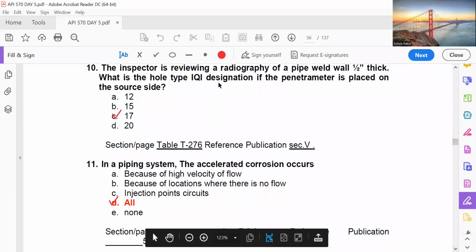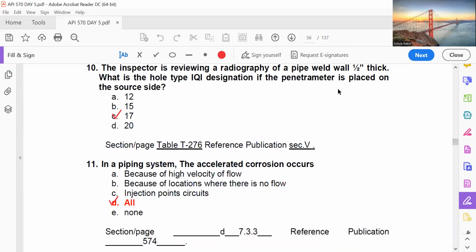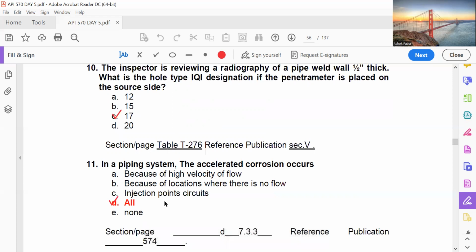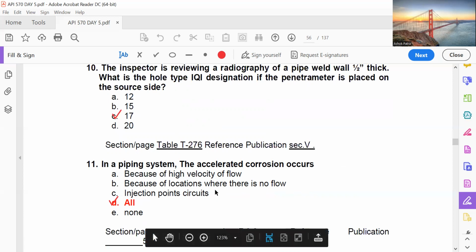The inspector is reviewing a radiograph of pipe weld half inch thick. What is the hole type IQI designation? The penetrometer is placed on the source side. This is 17. Already we discussed, I think, in the previous question. In the piping system, accelerated corrosion occurs because of high velocity flow, because of locations where there is no flow, injection point circuit, or accelerated corrosion.